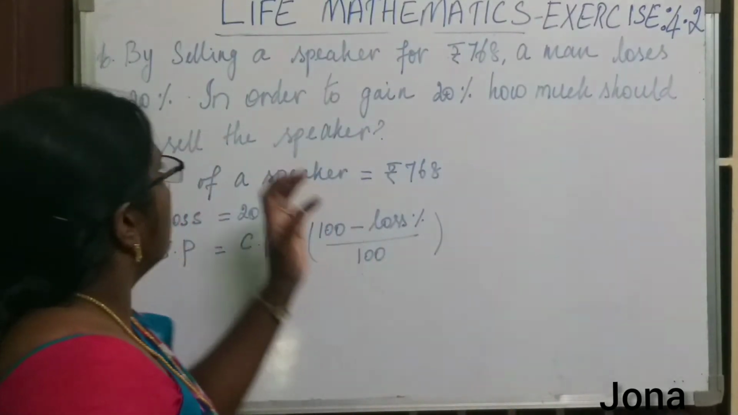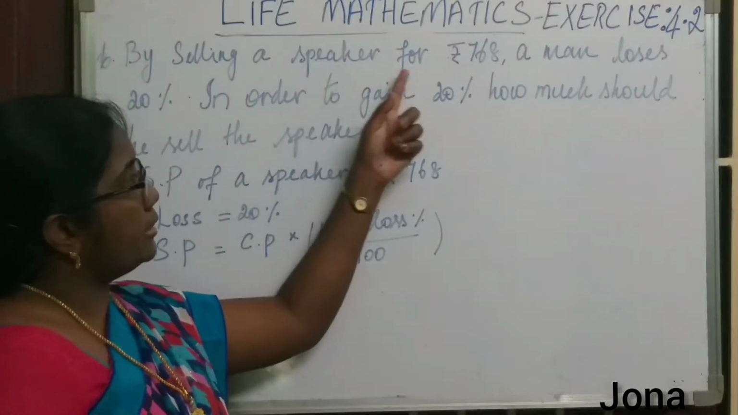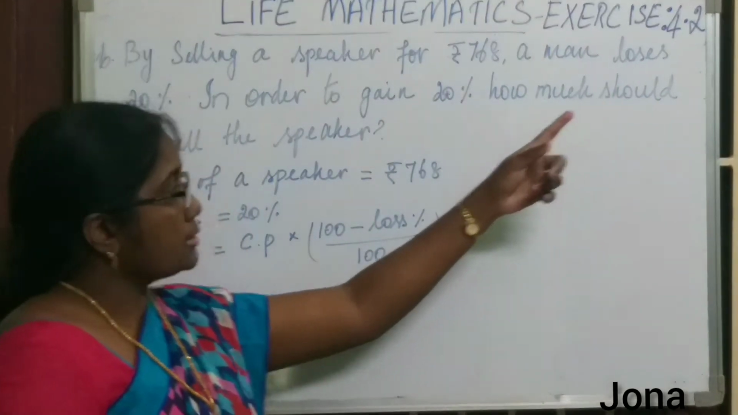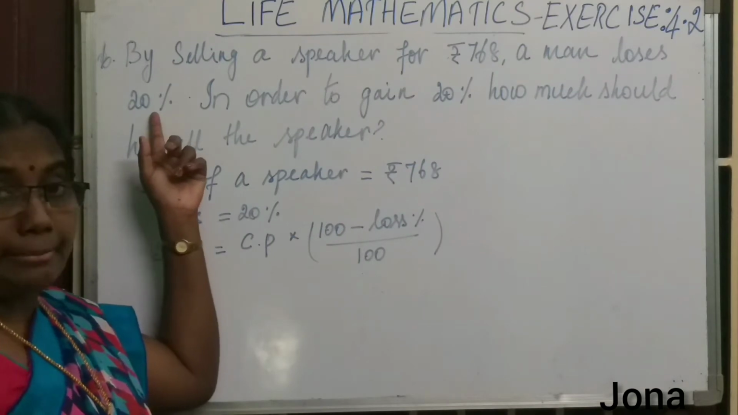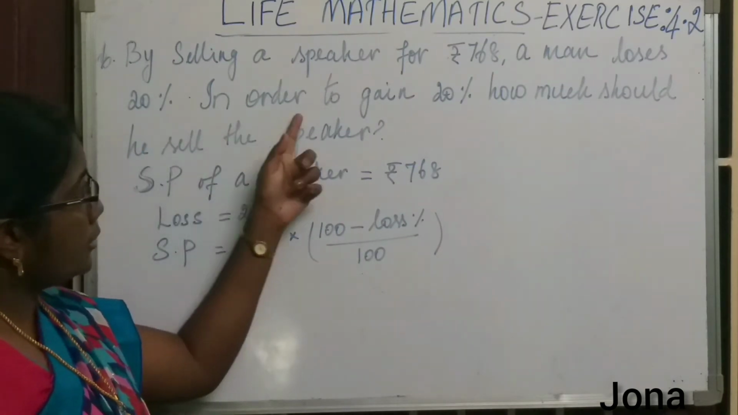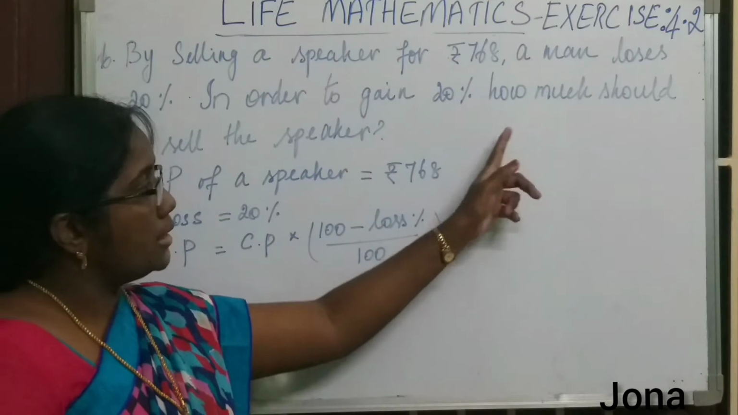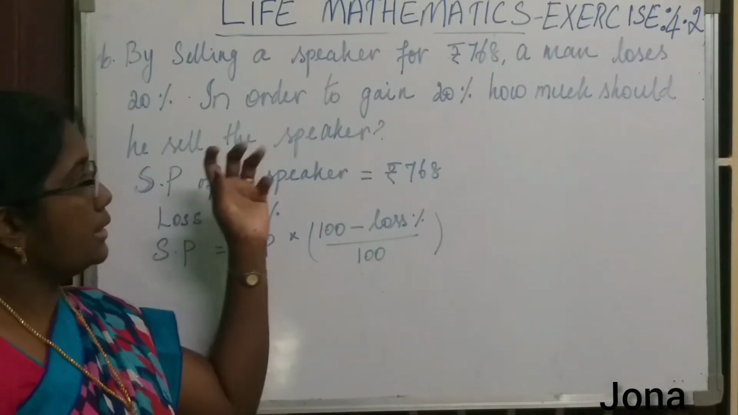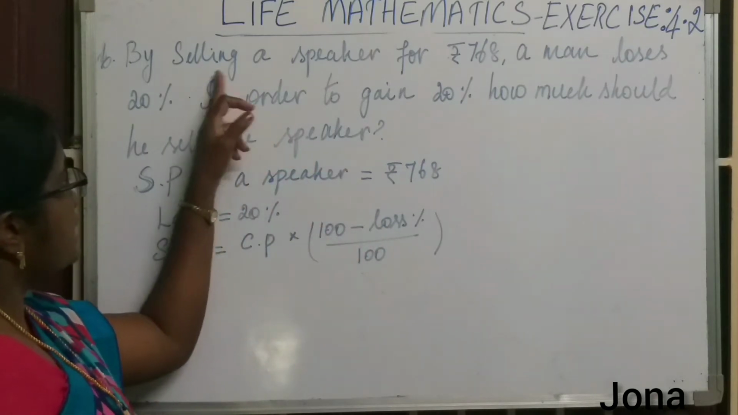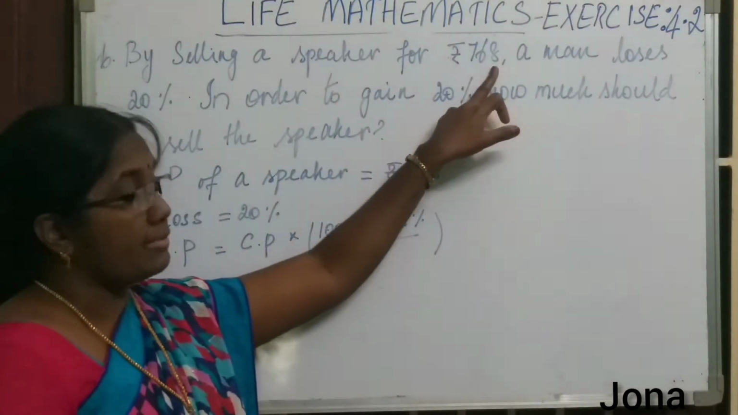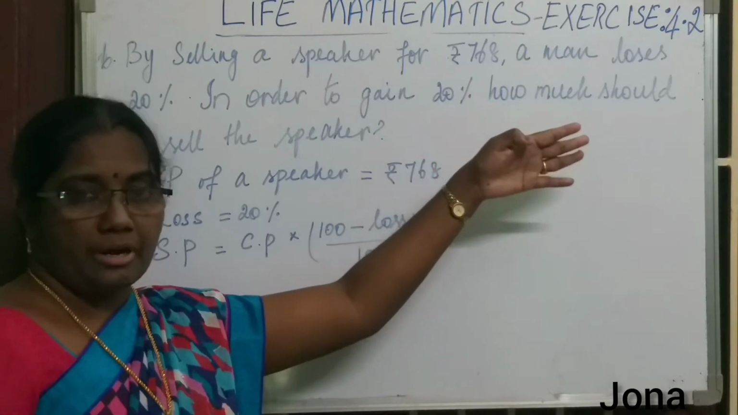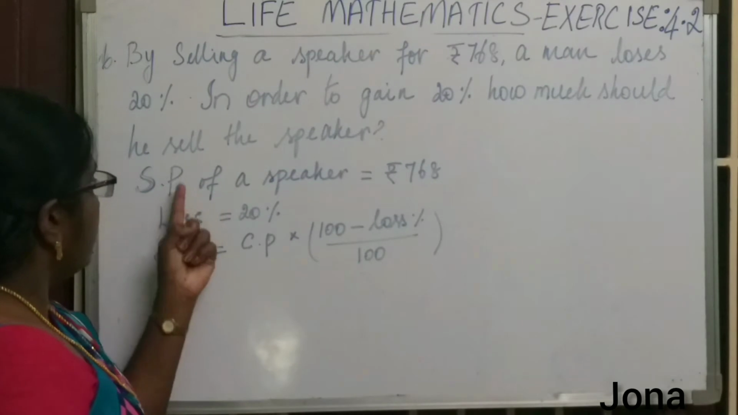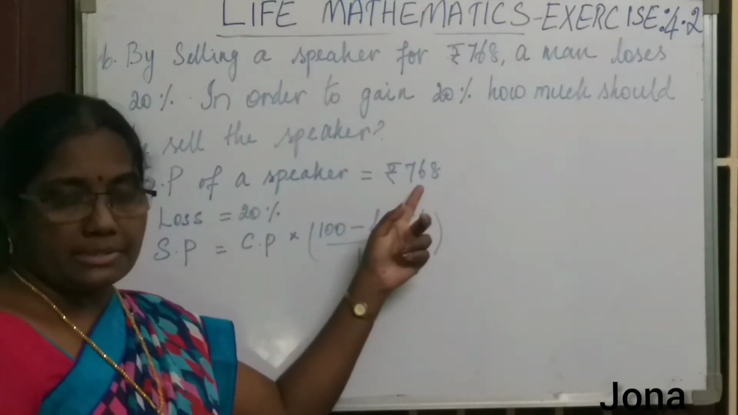Sixth problem. By selling a speaker for rupees 768, a man loses 20 percentage. In order to gain 20 percentage, how much should he sell the speaker? Here it's given, what are the things given? Selling a speaker for rupees 768. He is selling the speaker for rupees 768. So SP of a speaker is rupees 768.